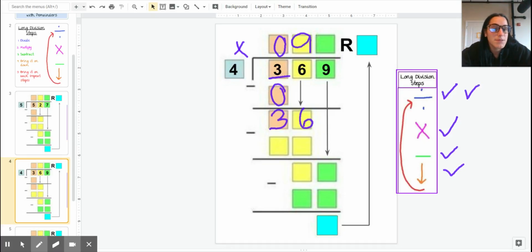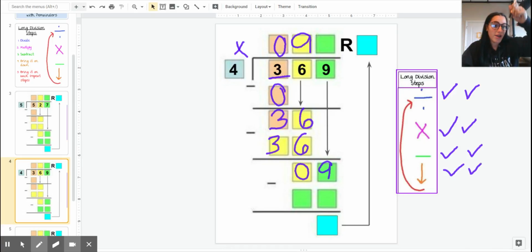My next step is to multiply. So I'm going to do 4 times 9, which I just saw by skip counting is 36. So I'm going to write my 36. Check off that, yes, we have multiplied. Next up, we need to subtract. Well, 36 minus 36 is just going to give me 0. So I'm going to check off we have subtracted. My next step is to bring it on down. So I'm going to bring down my next digit, which is my 9, and I'm going to bring it on down to join my 0, which turns my new dividend into 9.